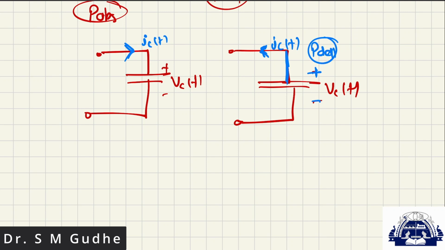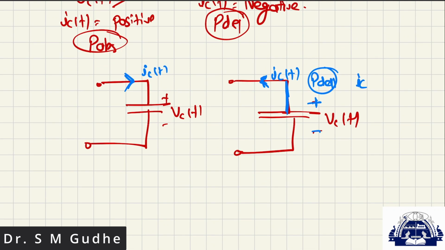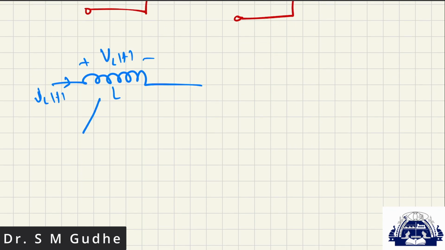Here, what will our current be? IC of t positive. But if you do not change the polarity, and to avoid any confusion, do not change any current or voltage polarity and solve the KVL as it is. If you find in the calculation that current is positive, then the capacitor is storing energy, and if the current has reversed and is negative, then the capacitor is discharging. Simple concept.